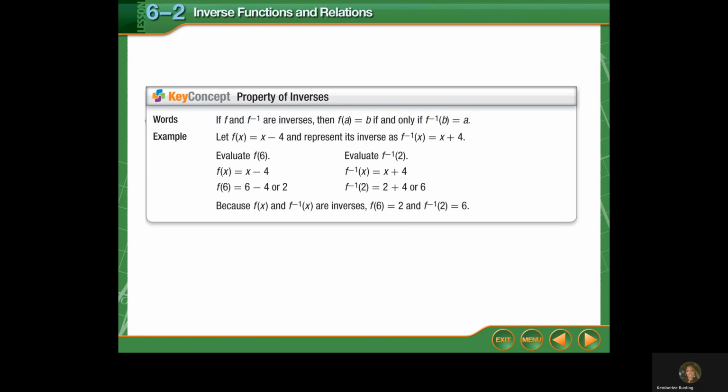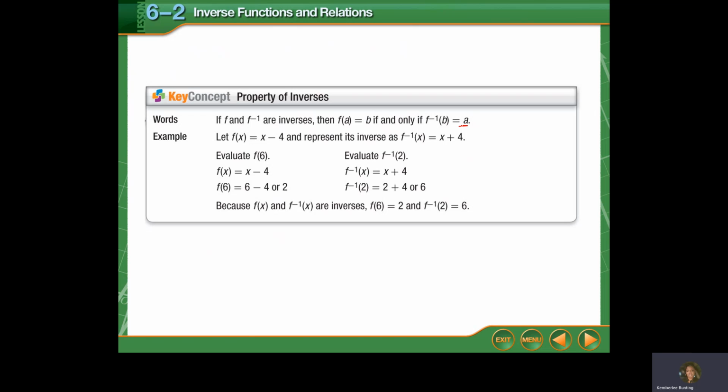Okay. All right. Now let's move on to functions. We talked about relations. Now let's talk about functions. Now in words, here are the properties of inverses. If f and f inverse, that's how you say that, if f and f inverse are inverses, then f(a) equals b if and only if f inverse of b equals a.